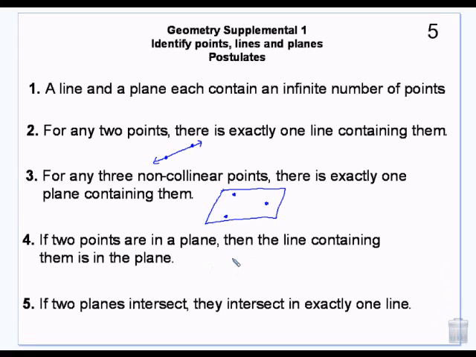If two points are in a plane, so I've got points here in a plane, then the line that they are on also has to be in that plane. And then if two planes intersect, they intersect in exactly one line. So I have a plane here, and I have a plane here, and they intersect right there. So there's a line where they intersect. To visualize that, think of two sheets of paper, and you were somehow able to magically put this paper through this other piece of paper. Can you kind of see how it would make a line?